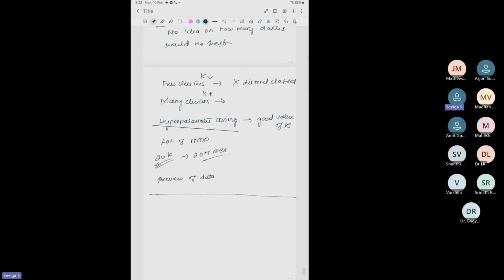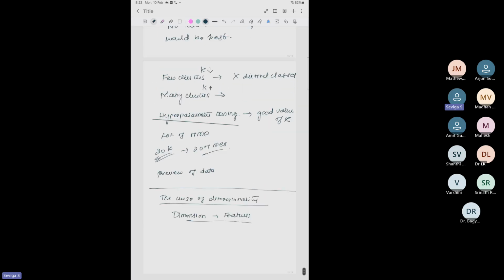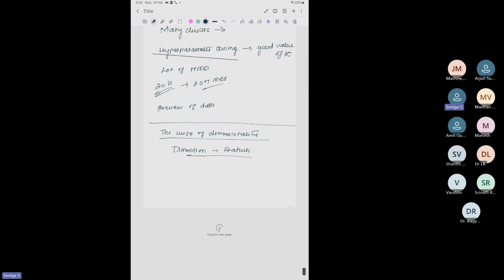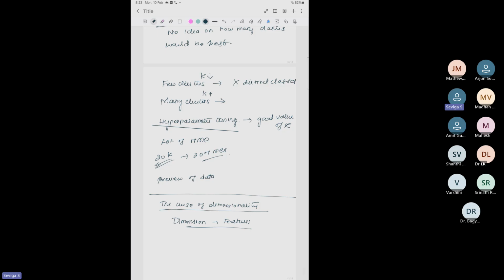Next we will see about the curse of dimensionality. What is dimension? Previously I told you dimension is nothing but features. Dimensionality is the number of features which we have. In the previous example, we had two features, length and weight. So it is easy to draw two-dimensional features on a two-dimensional page. But if you have 5D, five features, we may not be able to picturize it well.